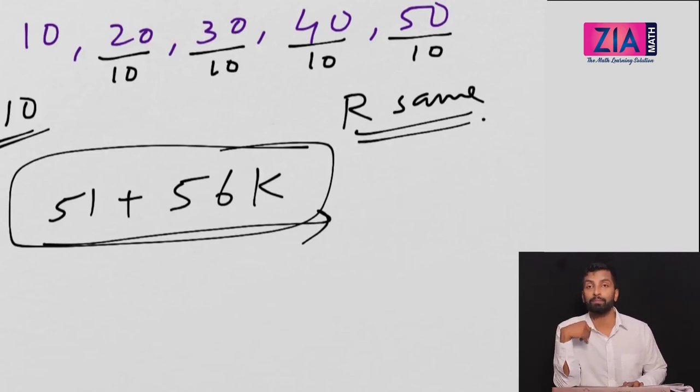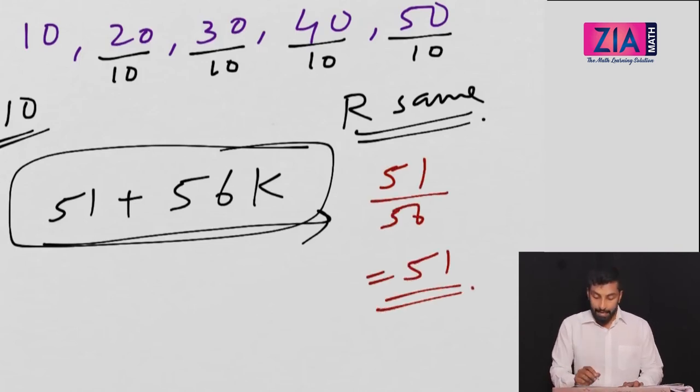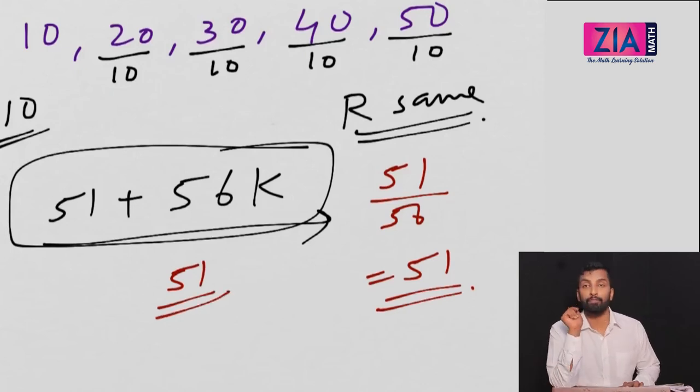What is the concept here? If this is an AP, if you divide any term with the common difference, it leaves the same remainder. So, if I need to find the remainder, I just want to find the remainder when 51 is divided by 56. What is the answer? 51 itself. So the first term itself will be your answer.